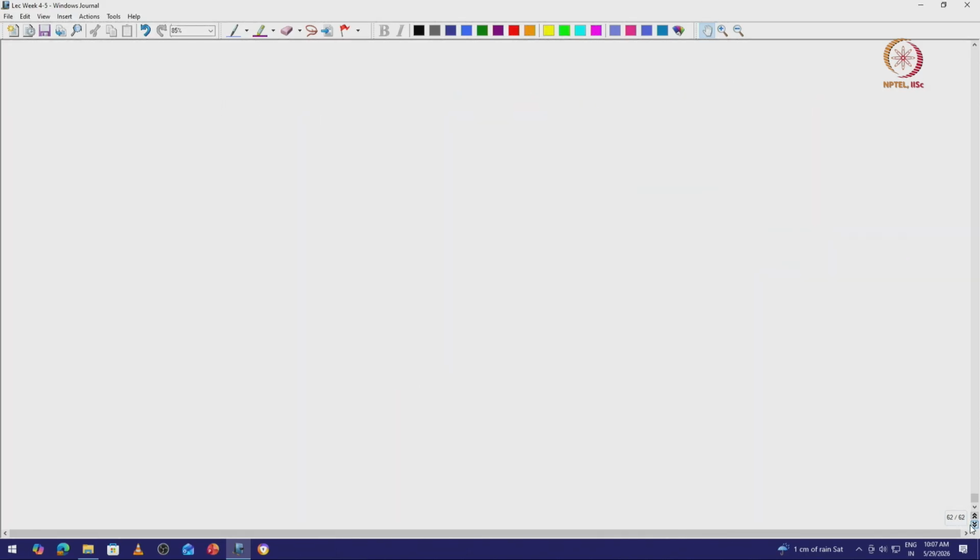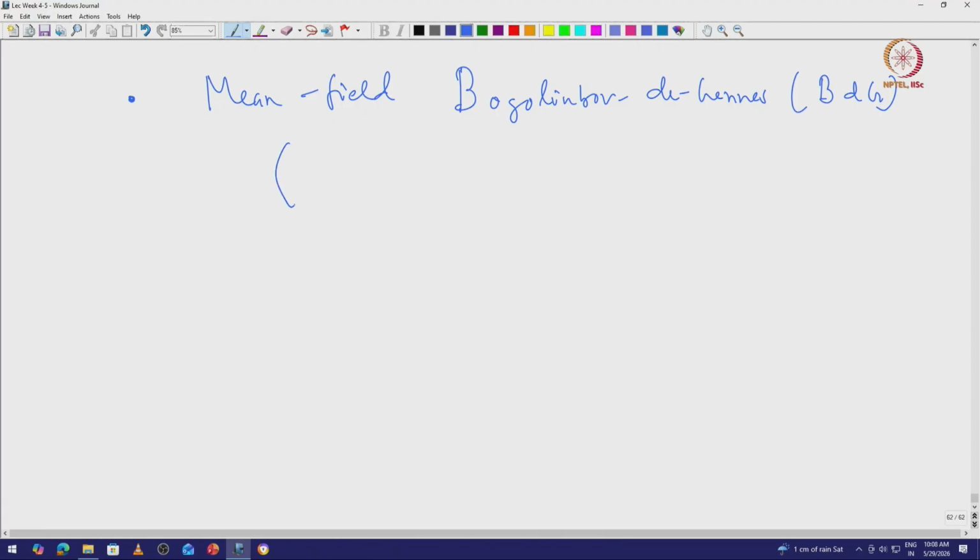Okay. Before we do that, let us write the Hamiltonian. So, the mean field Hamiltonian called Bogoliubov-de Gennes Hamiltonian, BDG, which is nothing but the BCS mean field Hamiltonian.